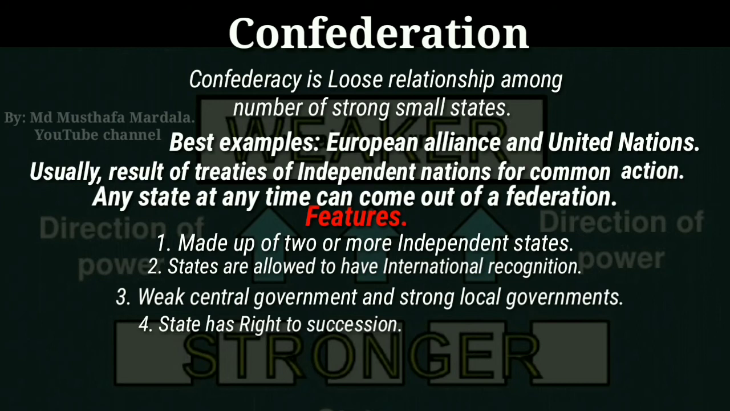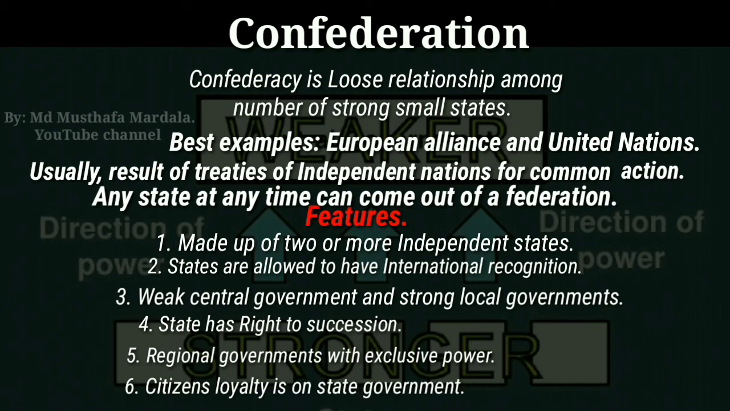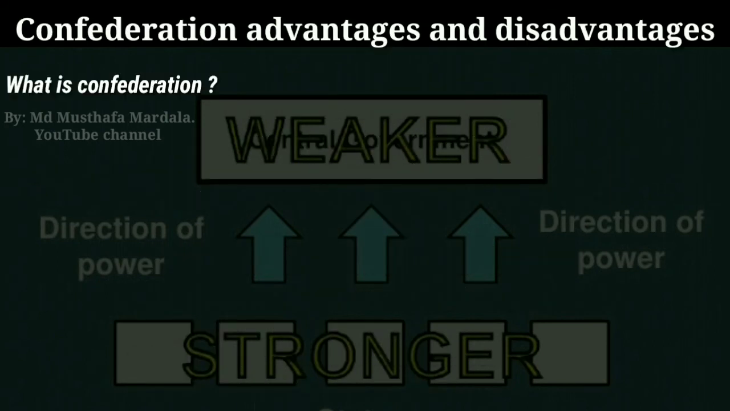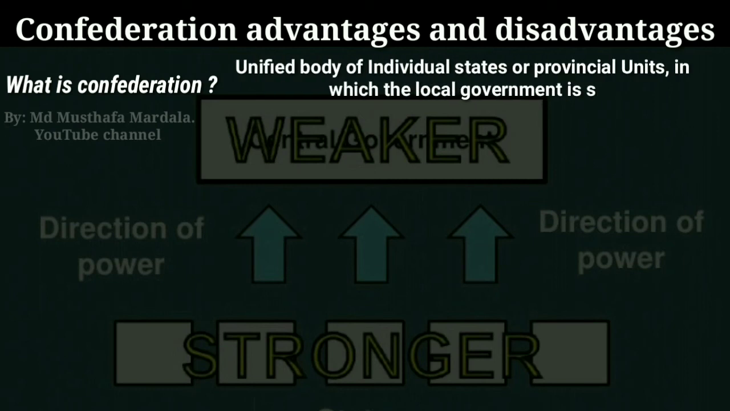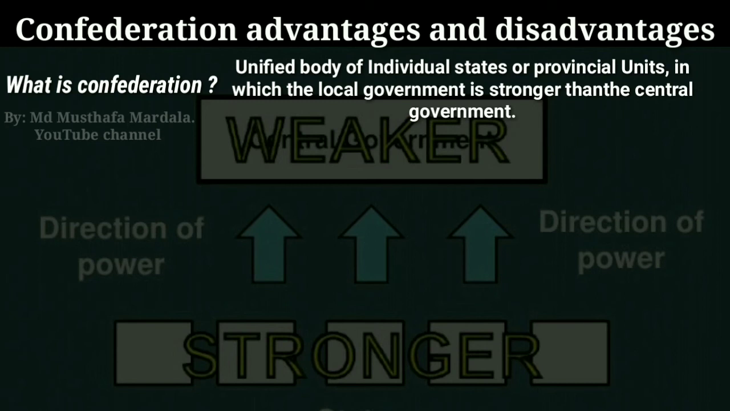When it comes to power, the regional states are vested with exclusive power, while the residual powers are reserved for the central government. In a confederation, the loyalty of the citizens will be to the state government or the local government and not to the central or confederal government. What is a confederal government or confederacy? Confederacies are the unified body of individual states or provincial units in which the local government is stronger than the central government. They coexist but maintain their separate identities as independent states.